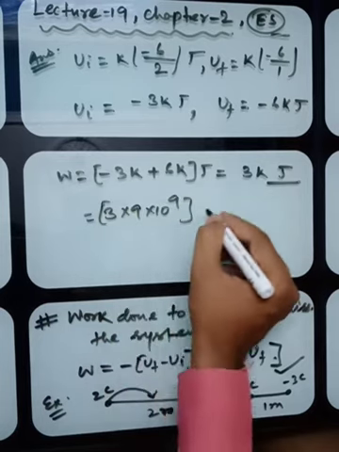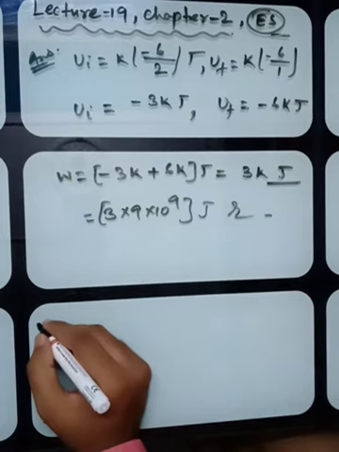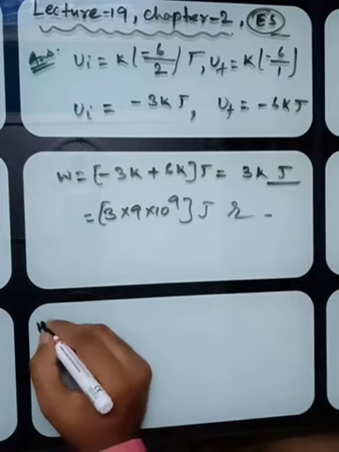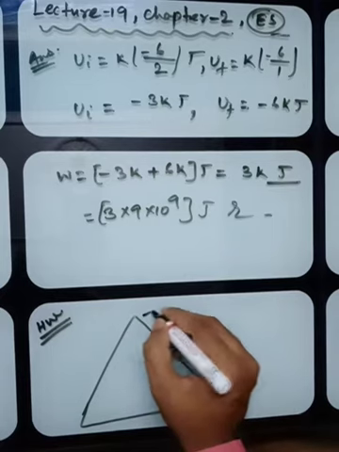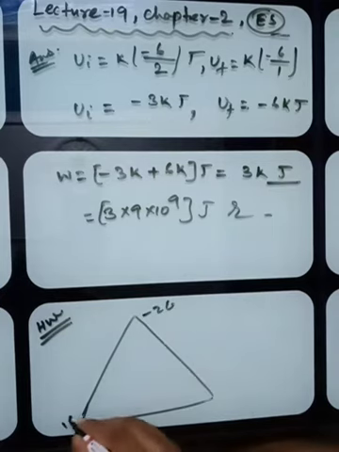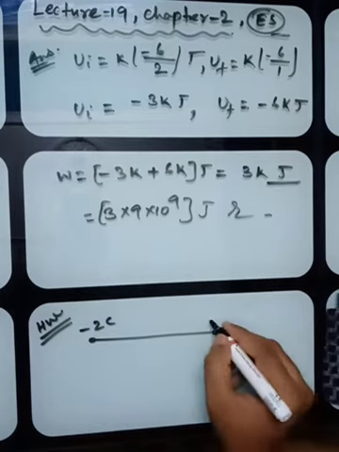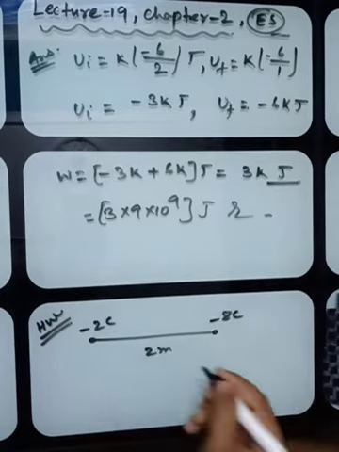In the same way, if you understand, try to solve this question I'm giving you. This will be your homework. Another simple question I'm giving you: 2 coulomb, 1 coulomb, and minus 3 coulomb. Minus 2 coulomb, minus 8 coulomb at 2 meter. You have to dissociate this charge system and bring this minus 2 coulomb to 1 meter.